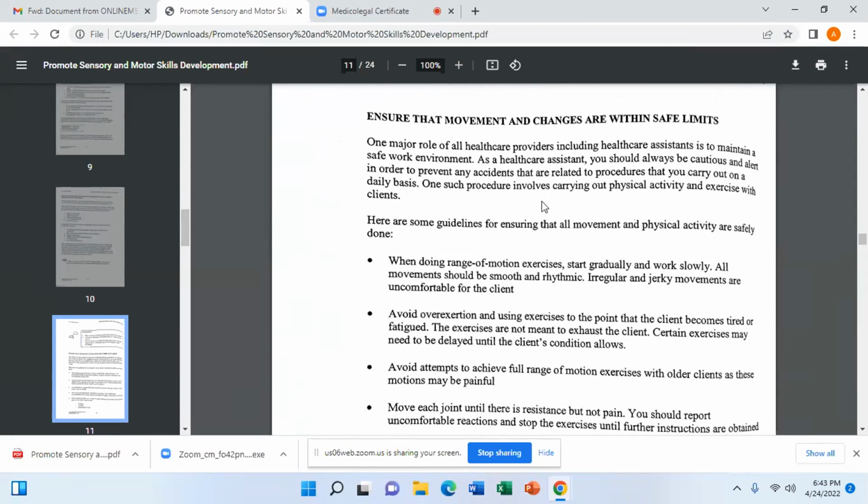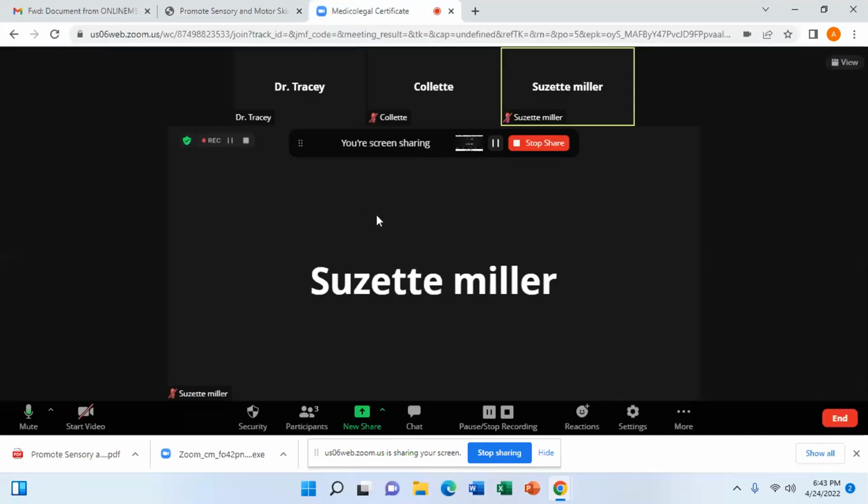Now looking at ensure that movement and changes are within safety limits. All right. Ensure that movement and changes are within safe limits.